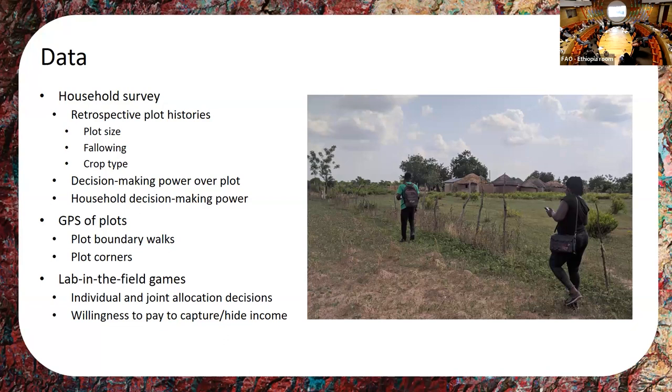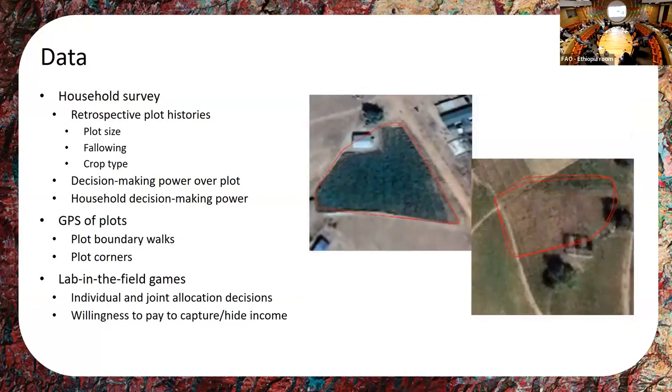We also collected plot corners just to have an additional measure. So over here, you can see what this ends up looking like. We end up with two different plot walks around the boundaries. And in these two examples, the couples generally agree. This is not always the case.